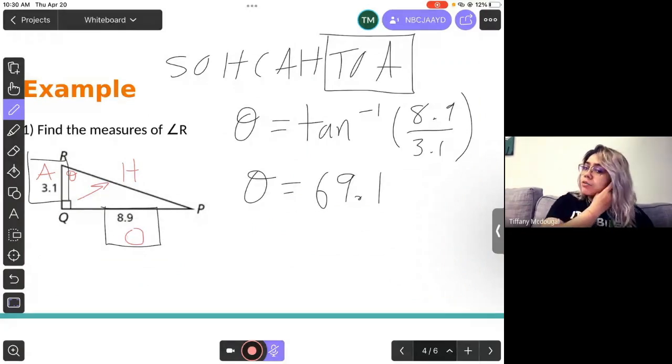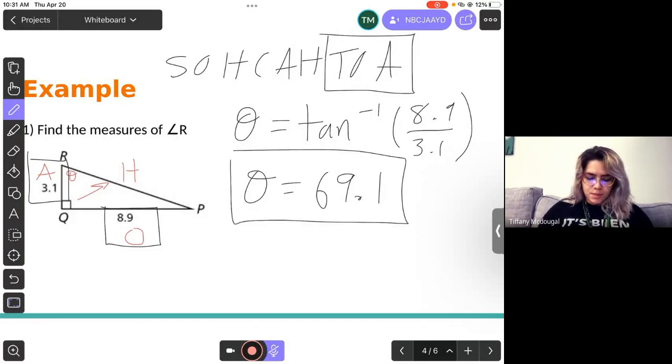Now, if you've got a very different answer than that, I want you to double check that your calculator is in degree mode, because it might be in radians still if you're not getting this answer. And that would be the measure of angle R right up here, 69.1.